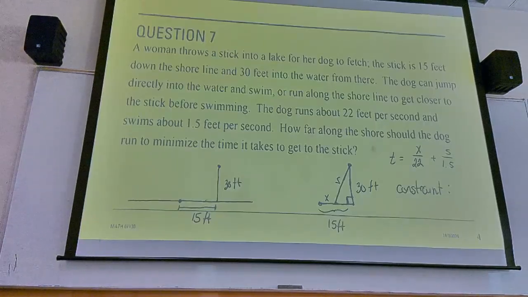Maybe we can throw a theta in there and maybe we can string that somehow. No. Why did you think theta, though? Well, depending on how far we run on the shore, we're going to approach the stick from a different angle. Like assuming the angle is at the stick, if I run a full 15 feet on the beach, that would be angle zero. Well, the angle is somewhere else.